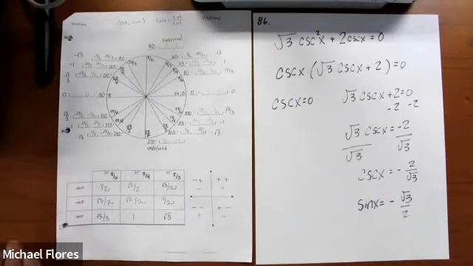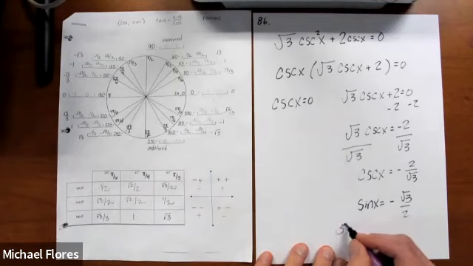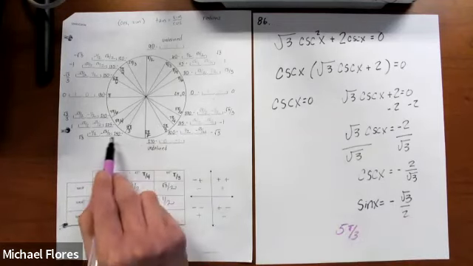So where in the unit circle is sine negative root 3 over 2? Here, and there.